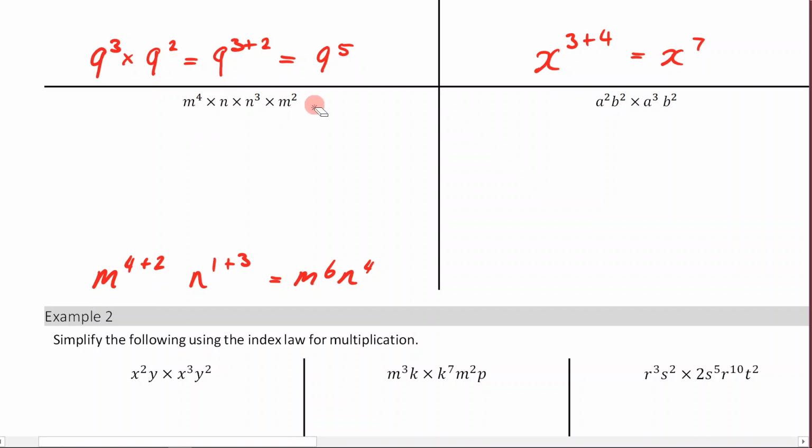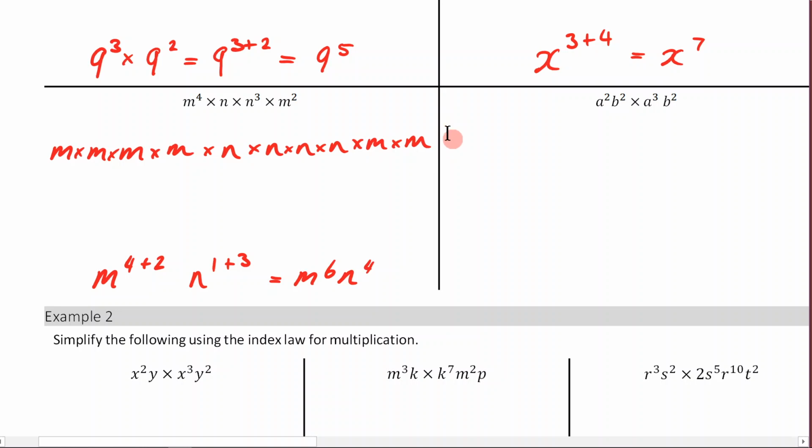If we were to do this the slow way, the expanded form way, which you actually shouldn't do, I'm just doing it to show you what's going on. After a while, you'll just be using that way. But if I was to show you here, we have m to the 4. So that is m times m times m times m. Then I have n times n times n. Then I have n cubed. So that's n times n times n. Then I have times m squared. So that's 2 m's, like that.